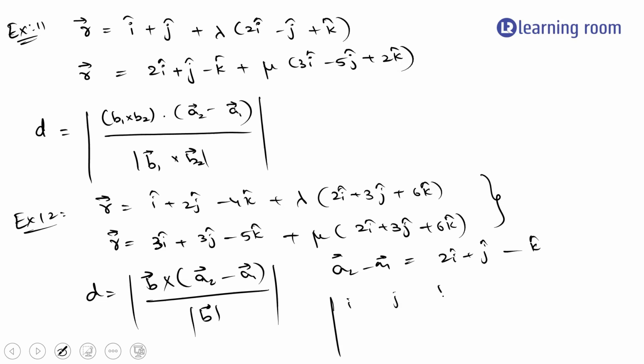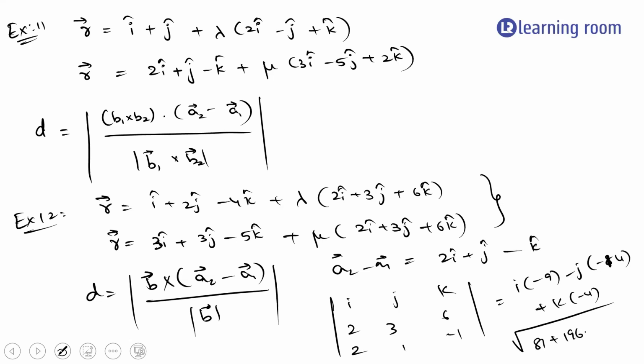So determinant of I J K, B vector is 2, 3, 6 and A2 minus A1 is 2, 1, minus 2. So how much is it going to be? I into minus 3 minus 6, minus 9, minus J into minus 2 minus 12, minus 14, with K into 2 minus 6, minus 4. So what is the magnitude? Root of 81 plus 196 plus 16. When you add all these things, what are you getting?